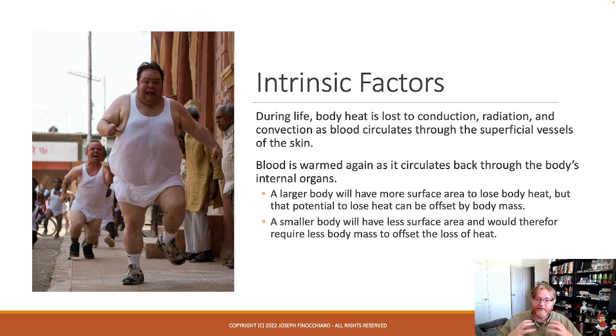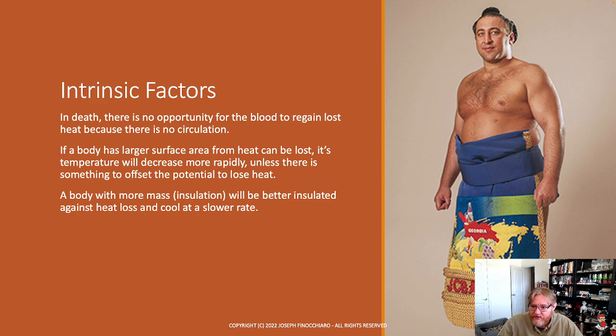A larger body will have more surface area to lose body heat, but the potential to lose heat can be offset by the mass. A smaller body will have less surface area and would therefore require less body mass to offset the loss of heat. In death, there is no opportunity for the blood to regain lost heat because there is no circulation. If a body has larger surface area from which heat can be lost, its temperature will decrease more rapidly unless there is something to offset the potential loss of heat.